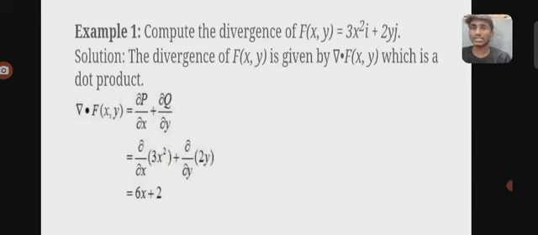Let us compute the divergence of the function F(x, y) = 3x²i + 2yj. Coming to the solution, we know the formula for the divergence of a vector field is ∂P/∂x + ∂Q/∂y, as they have given a 2 variable function. So we get the result as 6x + 2.